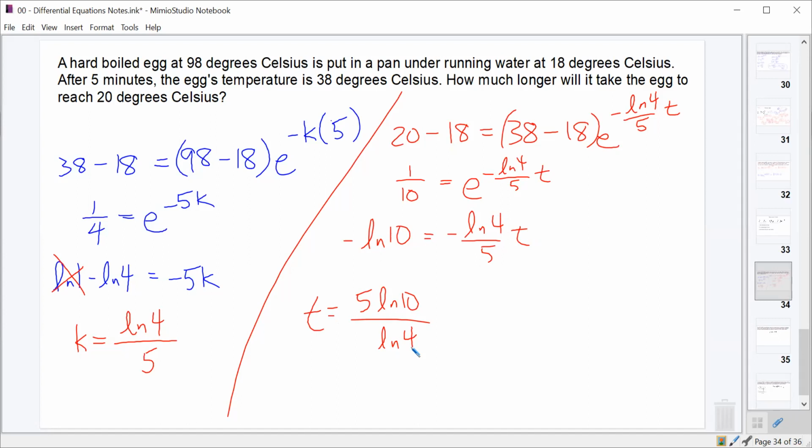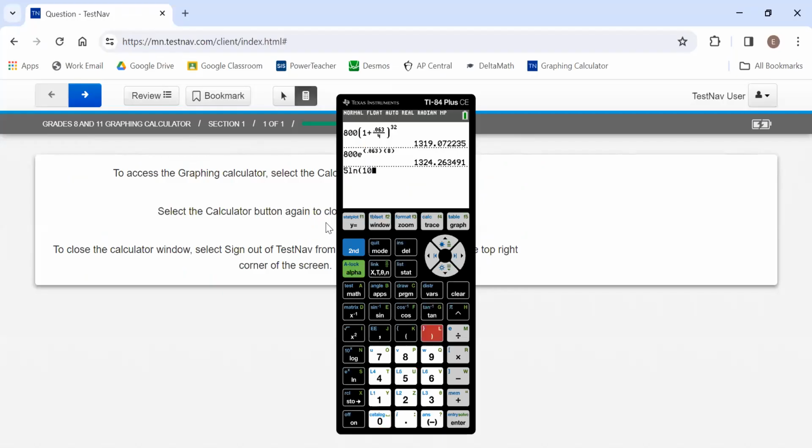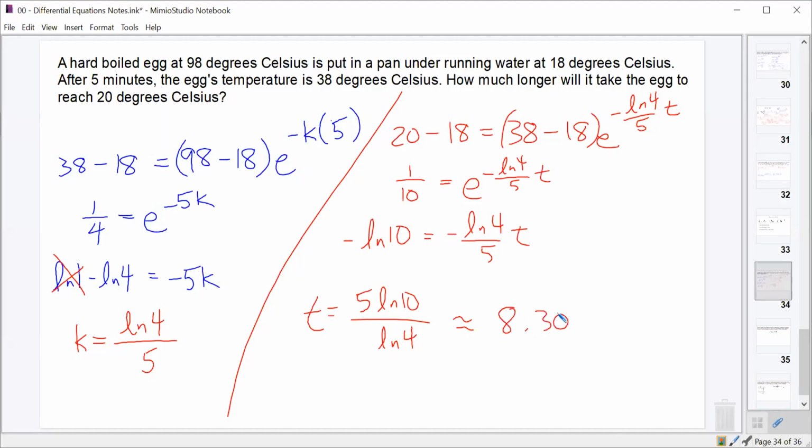And we can use our graphing calculator to see what that comes out to approximately be. So 5 natural log of 10, and we're going to divide that by the natural log of 4. And it looks like we get 8.304820237, which will round to 8.305. And it looks like our units were minutes here, so we'll make sure to include units. And that is our final answer.